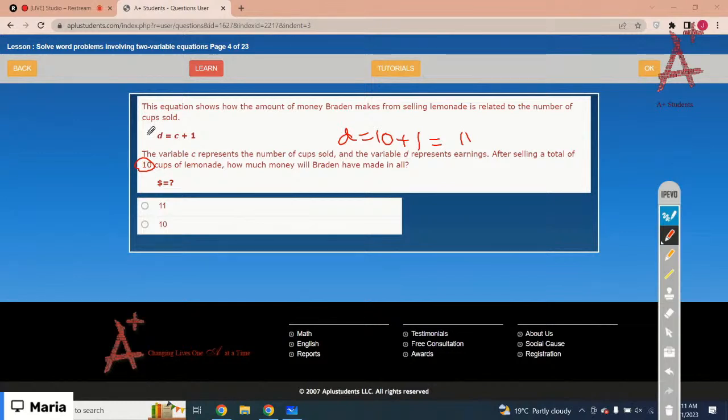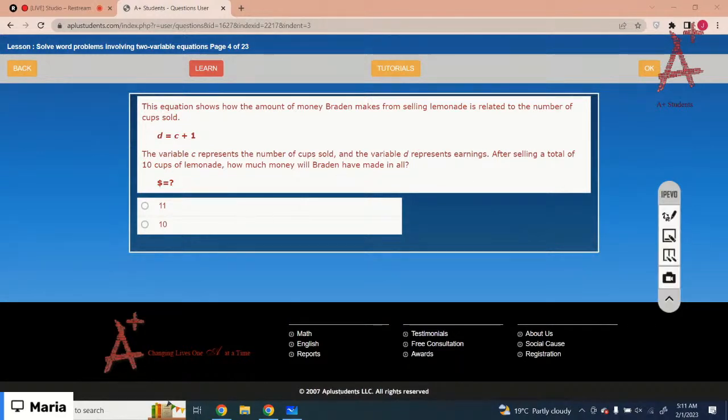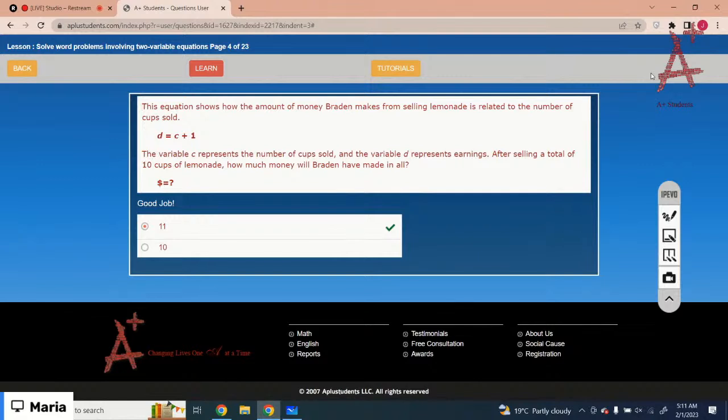Okay, you can complete the test by yourself later today. So it is 11. 10 plus 1 equals 11, not 10. The correct option is 11. You already have C plus 1. 10 plus 1 equals 11. Okay, you can complete the test by yourself later today. Let me just move on to the next lesson.